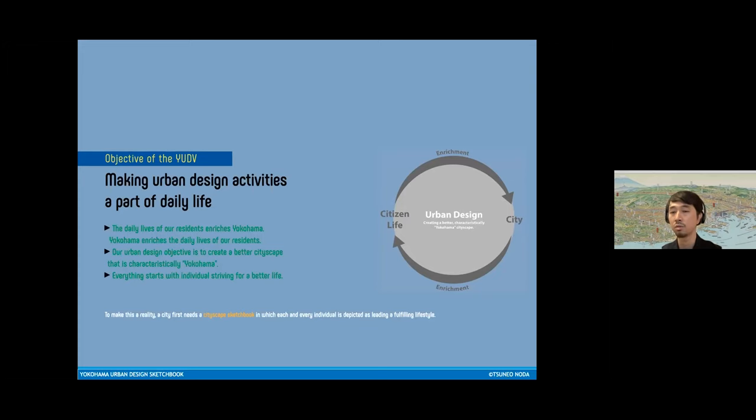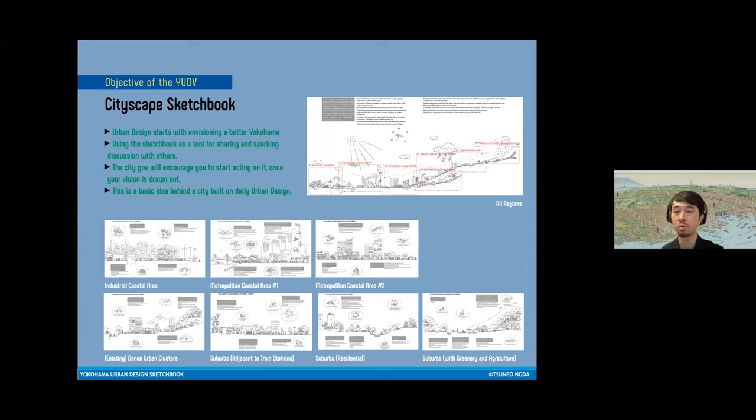On the right-hand side, you can see the illustration showing the individual's lives and the value of the city, creating a virtuous cycle of enhancement of the value. That is the philosophy we have. So we call this a vision. However, if you think about the normal future vision of a city, this Yokohama vision is slightly different. In the publication, you don't really see a specific future vision of Yokohama, but you can see the essential points of the 50 years of efforts in Yokohama. It also describes how ideal urban design can be developed, and the future way forward is described in this urban vision.